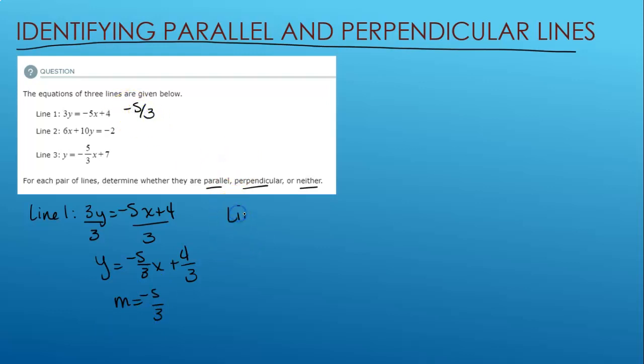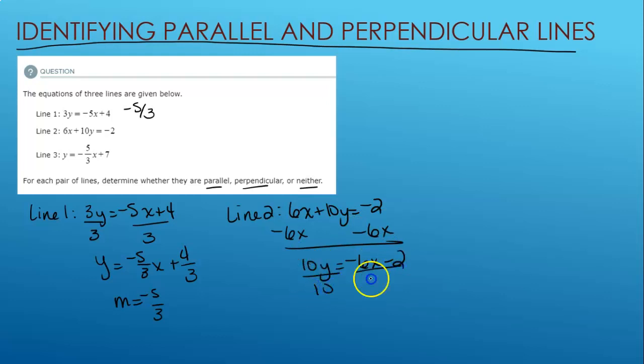So line 2, 6x plus 10y equals negative 2. I'm going to subtract 6x from each side to isolate y. I get 10y equals negative 6x minus 2. I'm going to divide both sides by 10. Everything gets divided by 10. Negative 6 over 10 reduces to negative 3/5. Negative 2 over 10 reduces to negative 1/5. So the slope of this line is negative 3/5.